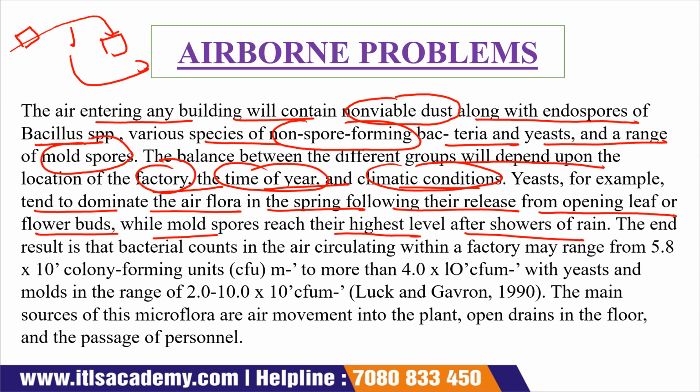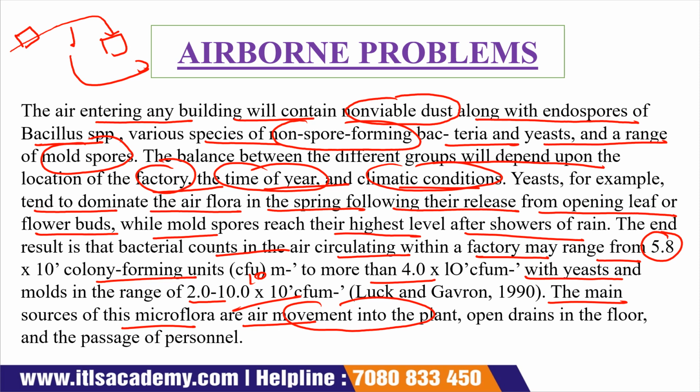The end result is that the bacterial count in the air circulating within a factory may range from 5.8 × 10 colony forming units, and even sometimes more than 4.0 × 10 CFU per unit. But in the case of yeast and mold, the range is around 2.0 × 10 to 10 × 10. The main sources of this microflora are air movement into the plant, open drains in the floor, and the passage of personnel.